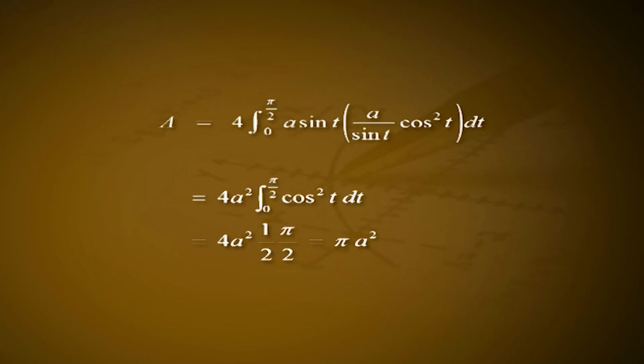So, A is equal to 4 times integral from 0 to pi by 2 a sin t into a by sin t cos square t dt, that is equal to 4a square into integral from 0 to pi by 2 cos square t dt, that is equal to 4a square into 1 by 2 into pi by 2, which is equal to pi a square.